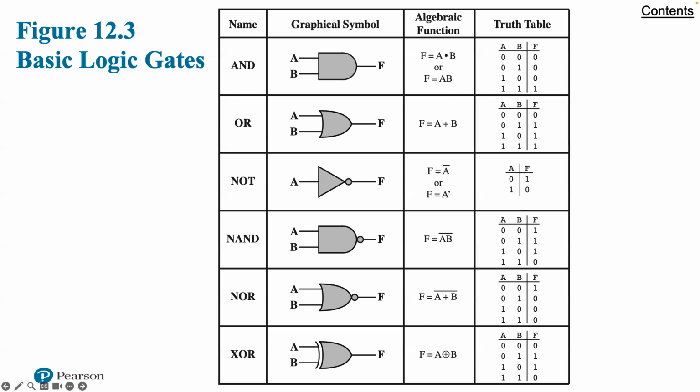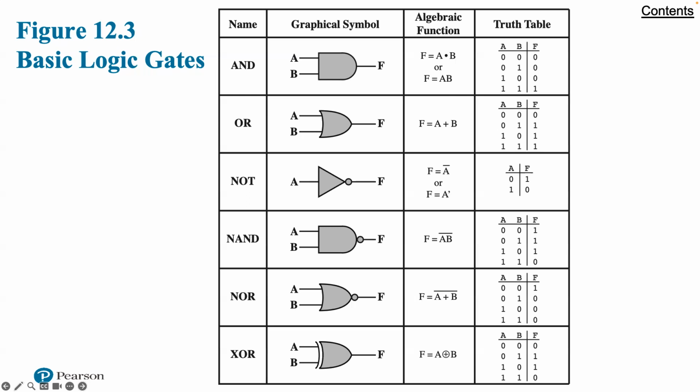The following are functionally complete sets. First, AND, OR, and NOT. Second, AND and NOT. Third, OR and NOT. Fourth, NAND. And fifth, NOR. It should be clear that the AND, OR, and NOT gates constitute a functionally complete set because they represent the 3 operations of the Boolean algebra.